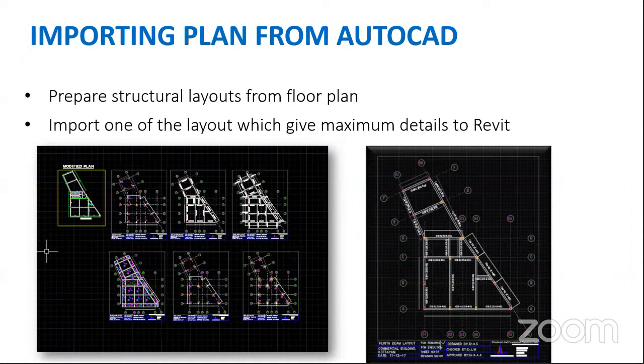Importing the plan from AutoCAD. This is a two-story building of a shop, and the structural engineer created different layouts like column layout, plinth beam layout, footing, pile layouts, and slab layout. All the structural layouts are created, and you can import any one of the structural layouts which gives maximum information to Revit. By reference to the imported layout, you can model in Revit itself.